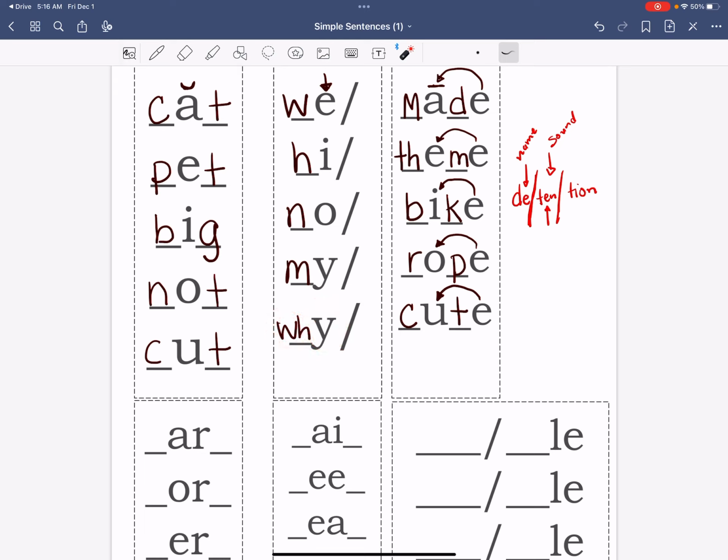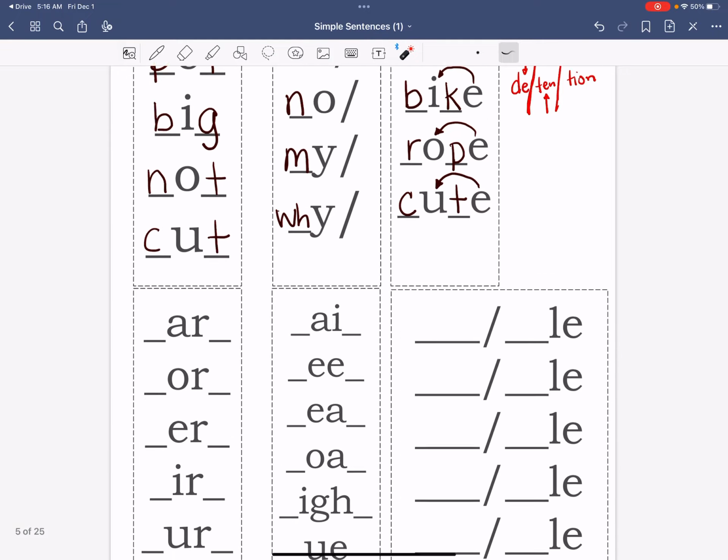Okay, so those are the first three syllable types. Let's move on to the next syllable types.